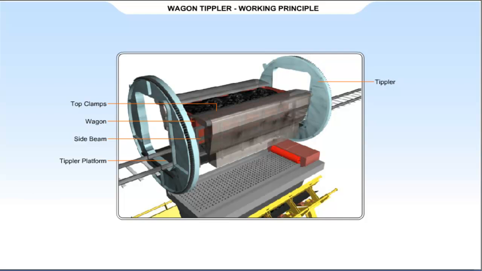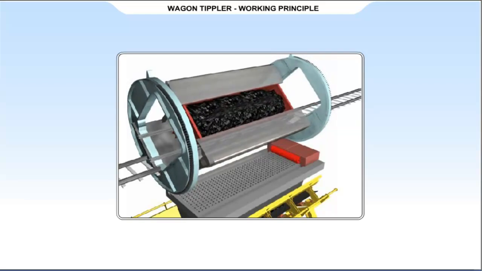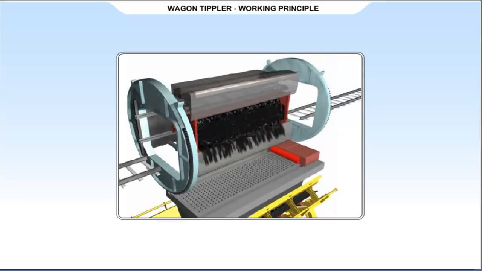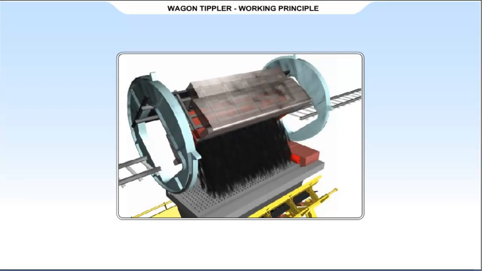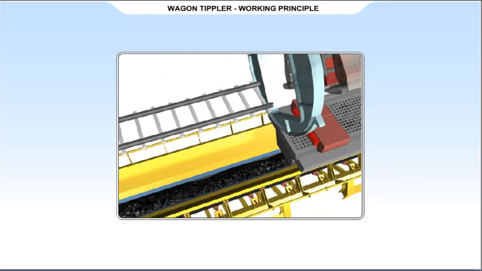Now the tippler is rotated to an angle of 170 degrees, and due to the rotation of tippler, the coal inside the wagon starts falling down on the T-table. The T-table is a girded structure over which a paddle feeder runs and pushes the coal onto a conveyor.